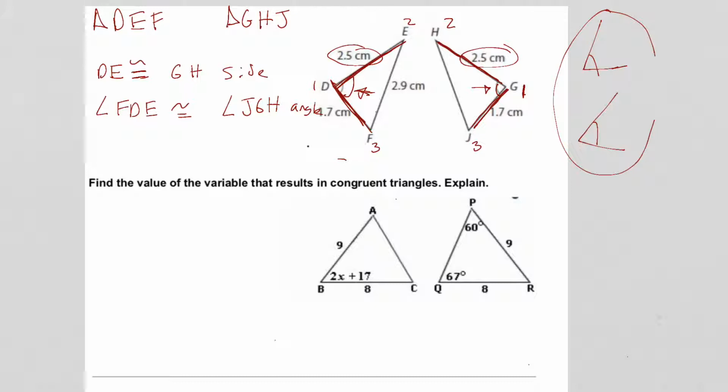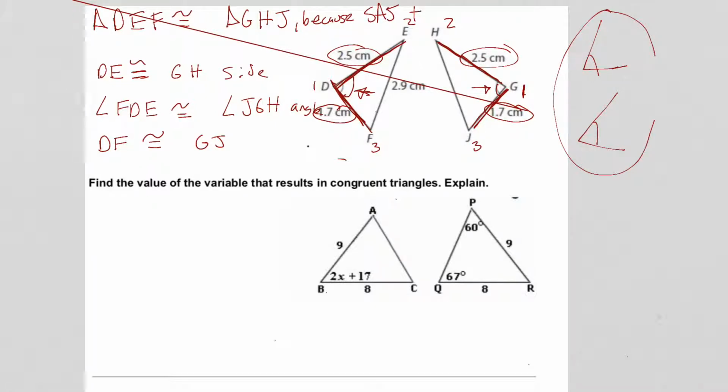And now we got to check the last side. And that would be side DF and side GJ. One is 1.7, the other is 1.7. 1.7 is the same as 1.7. Definitely congruent. So the original question, are these two triangles congruent? The answer is yes, they are congruent, and the reason is because of the side angle side theorem.